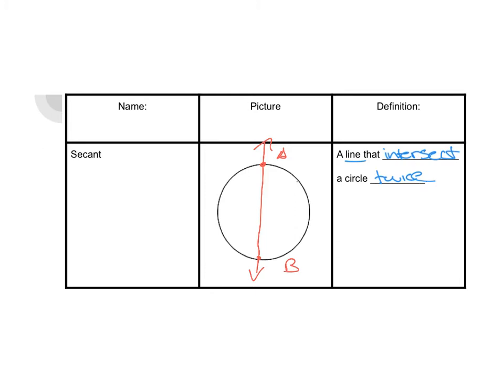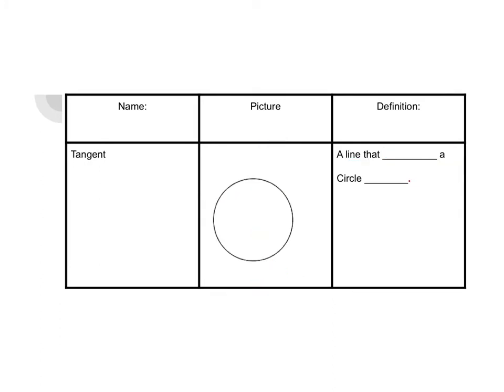I could have drawn my line a little differently. So let's say I have point C and point D. I could have connected those 2 points, again with a line, and I would still have a secant because it's intersecting my circle twice.